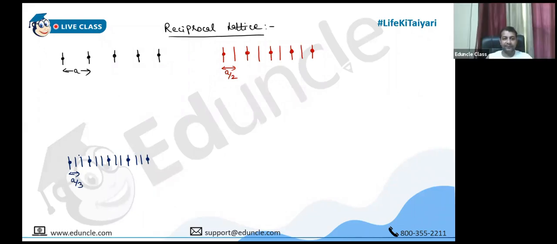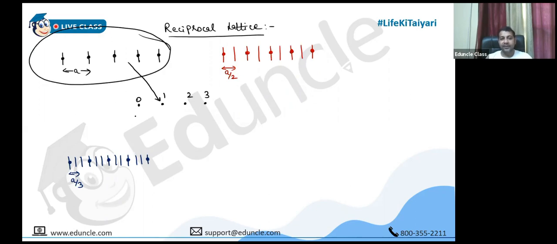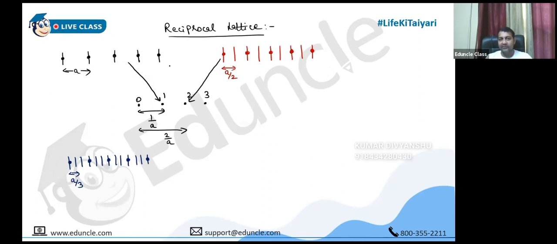Now you see, if this is the reference one, we have taken 3 only, so up to 3 only. Now, very important thing. This dot represents this complete set of planes, and this distance is 1 by A. This distance will be 2 by A. This 2 represents this complete set of planes, and this 3 represents this complete set of planes. Means parallel set of planes, they reduce to 1 point when you consider reciprocal lattice.